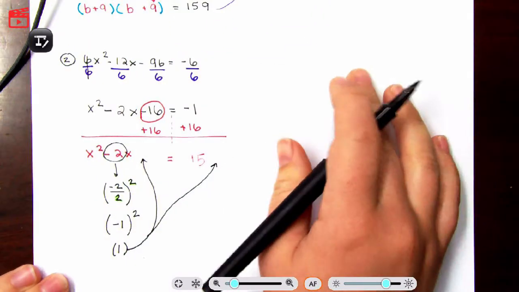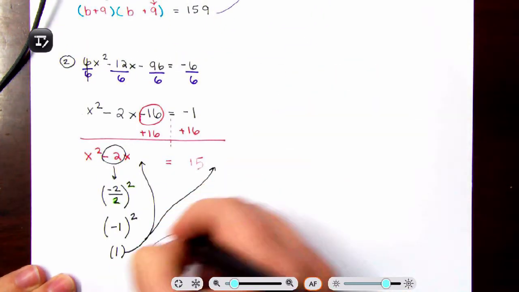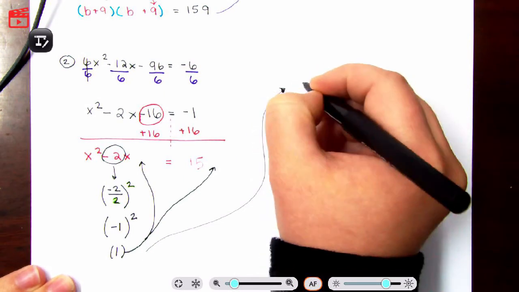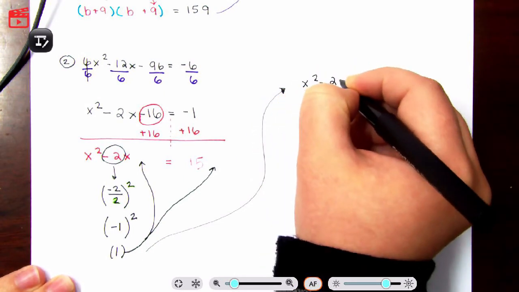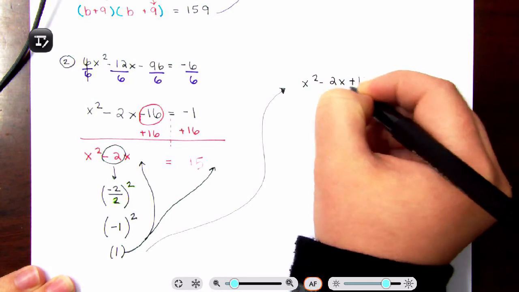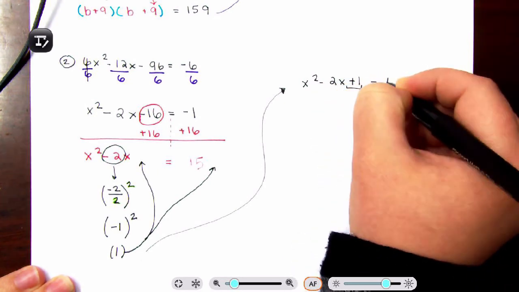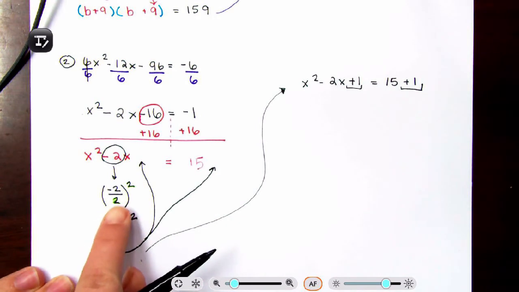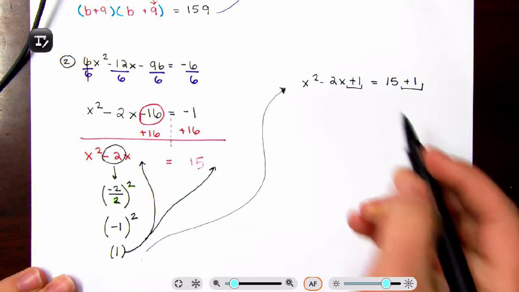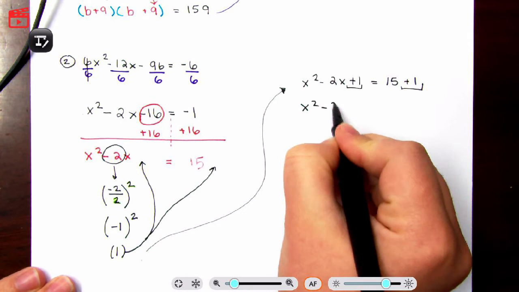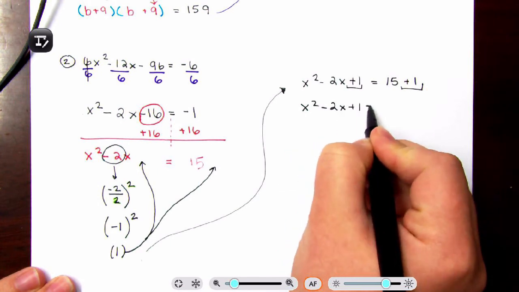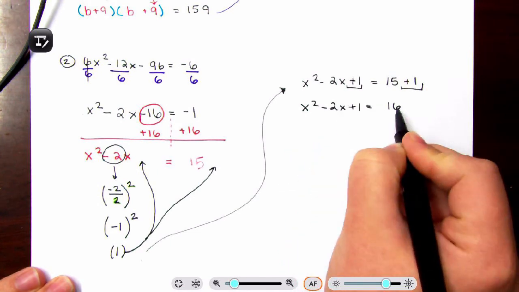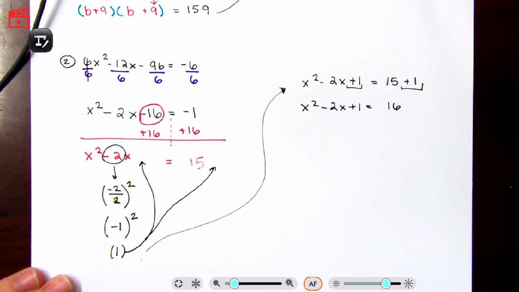I'm going to continue this problem here on this side. So I am left with x squared minus 2x plus 1 equal to 15 plus 1. So this plus 1 came from b divided by 2 squared. So x squared minus 2x plus 1 is equal to positive 16. So now this is a positive number, so we can continue.